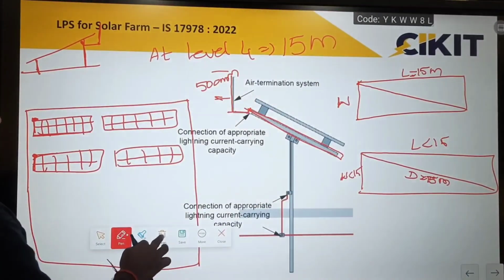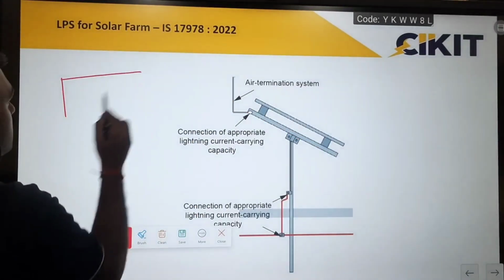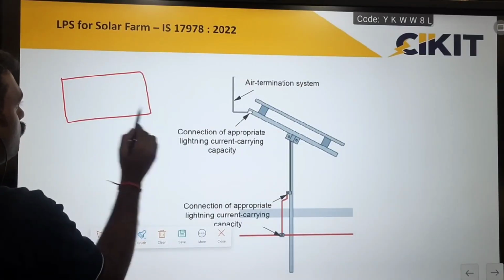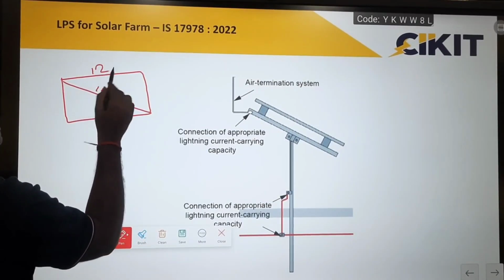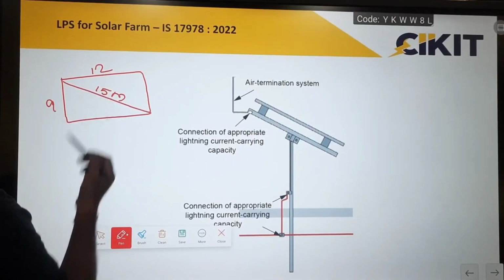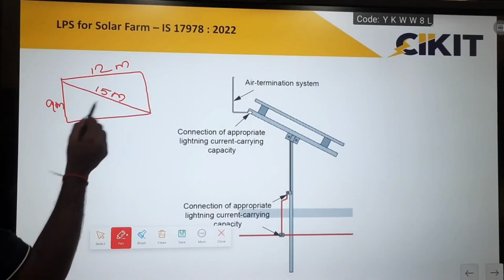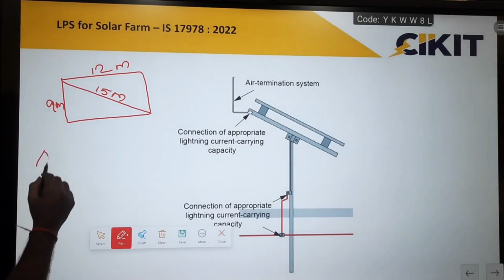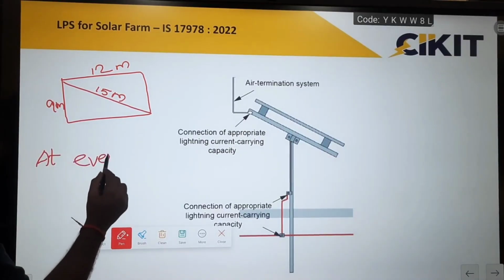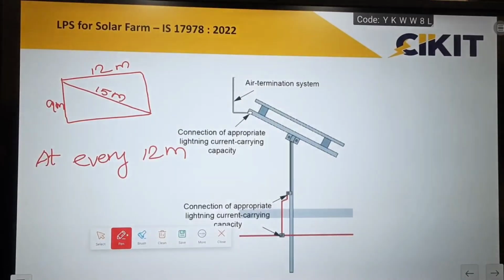So based on this calculation, I have to provide multiple rectangles. So if I am considering a rectangle of 15 meters diagonal, similarly, if the length is 12 meters and width is 9 meters, the diagonal will be approximately 15 meters. Which means that at every 12 meters, I have to provide one vertical air terminal, if I am going for the rolling sphere method as per NEC 2016 recommendations.